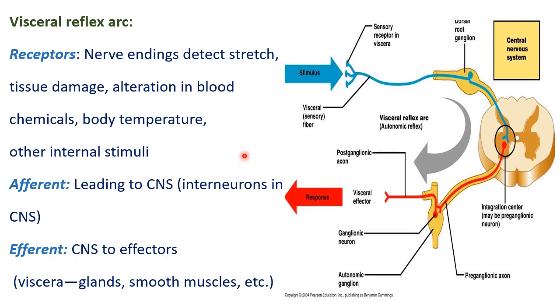But the type of the receptors is different, the type of the afferents and efferents are different, and the type of the center is different. Let us see this visceral reflex arc. Here the stimulus can be a tissue damage, an alteration in blood chemicals, anything. It is received by the sensory receptors in the viscera. The afferent nerves, like other spinal nerves, enter the dorsal root by the dorsal root ganglion, and then they can land up in the intermediate lateral horn, in the thoracolumbar segment and in the sacral segment, and in the cranial nerve nuclei.